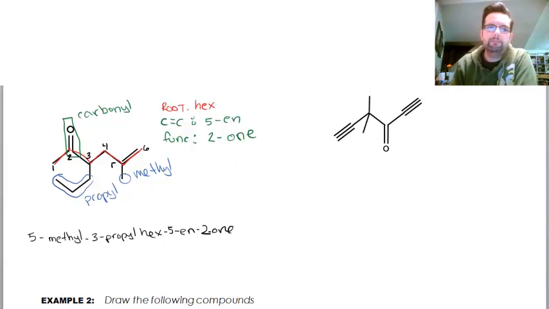Let's do this next example. Again, longest hydrocarbon chain with your functional group and as many of your double and triple bonds as possible.